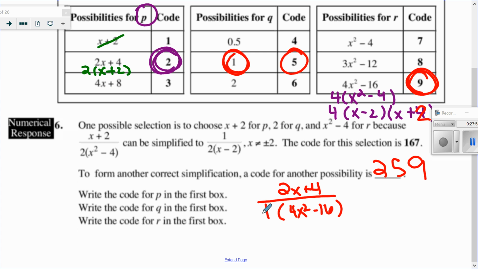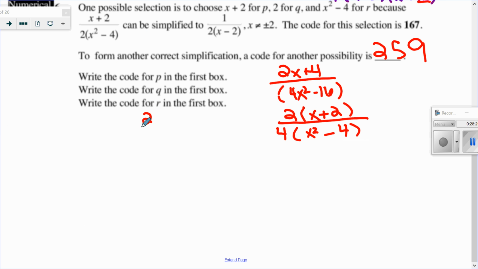First of all, 1 times anything is itself, so it doesn't even need to be considered. Let's look at what we have. GCF of 2 in the numerator, take that out, is x plus 2. 2x divided by 2 is x, 4 divided by 2 is 2. In the denominator, I have a GCF of 4. So 4x squared divided by 4 is x squared, minus 16 divided by 4 is 4. Right now I have 2 over 4 here, and 2 over 4 in lowest terms is 1 over 2. So I have my x plus 2 on the top with a 1, which I don't need to really write. And in the bottom, instead of the 4, you can see I have the 2.